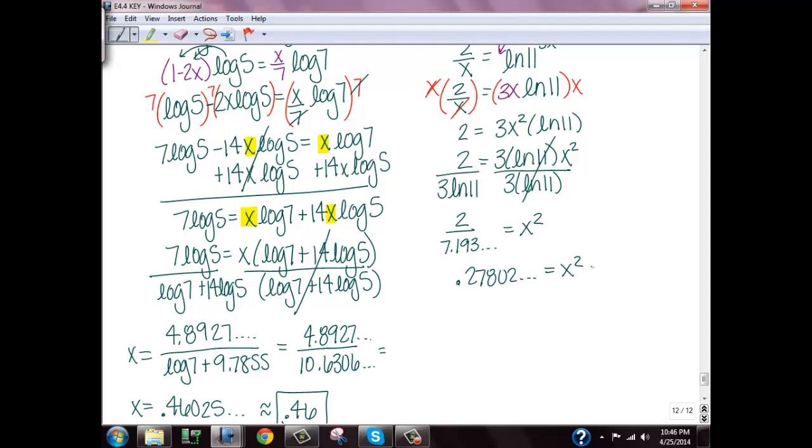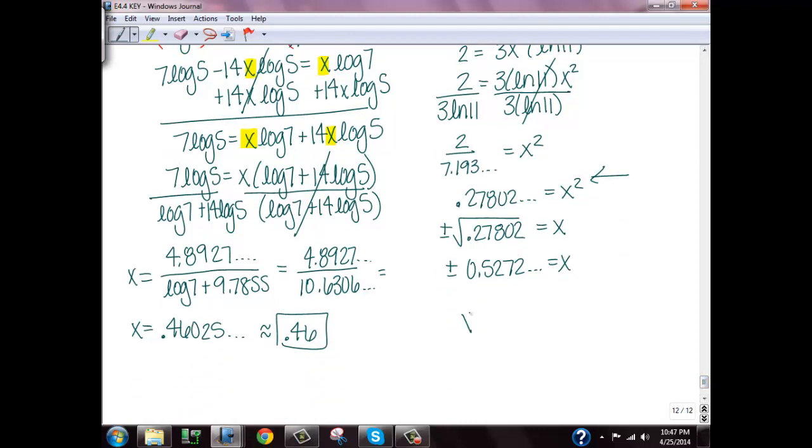And then notice here, I'm not done solving because I have an x squared. So I'm going to go ahead and do plus or minus the square root of 0.27802 equals x. Now when I take the square root, what I end up with is plus or minus 0.5272 and some more stuff. Notice again, my unknown started out in my exponent, so I don't have to check my answers, and I'm going to go ahead and round my answers to 2 decimal places. So I end up with plus or minus 0.53.